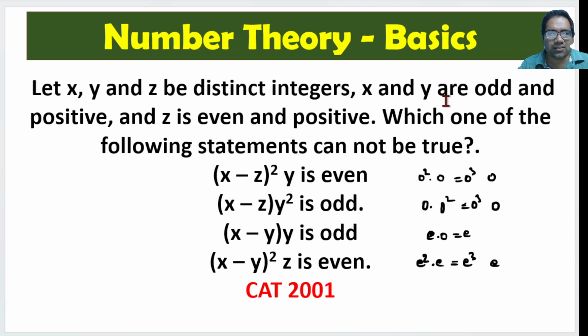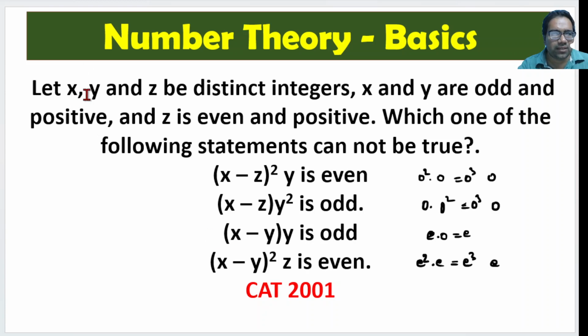And what is y? Y is also odd. 1 into 1, which is odd. So the result is odd. So this statement is wrong. Then x minus z. Z is even and x is odd. X is odd. 1 minus 0, 1, into y square. Y square is odd. 1 square. 1 into 1 square, 1 cube, 1. That is odd only.